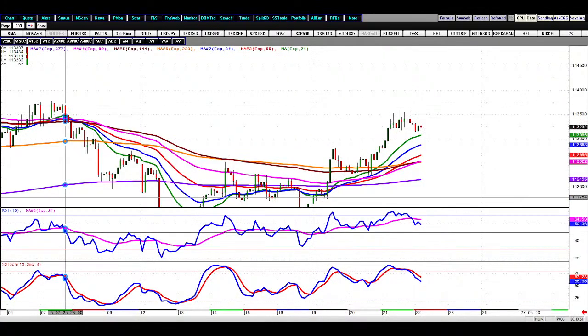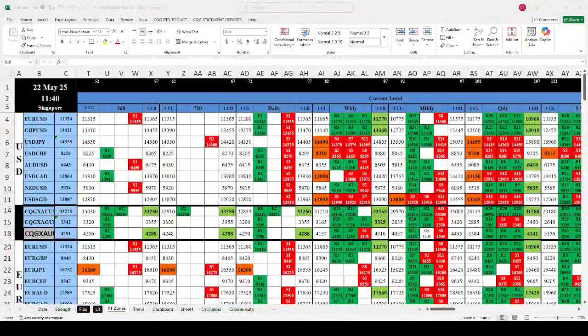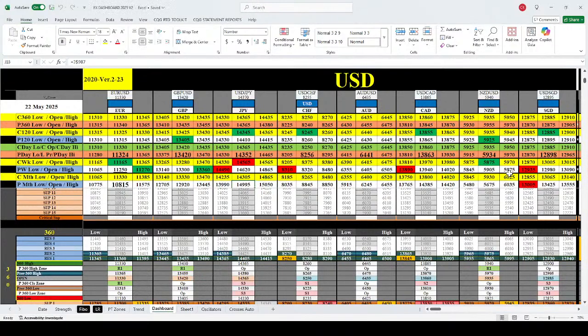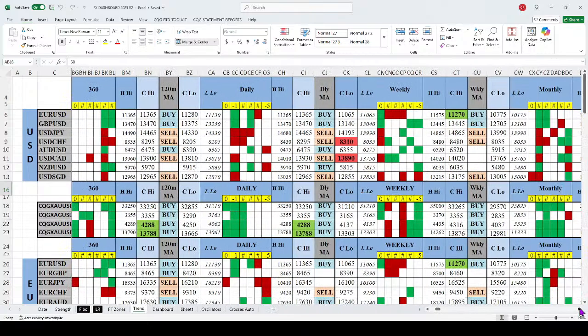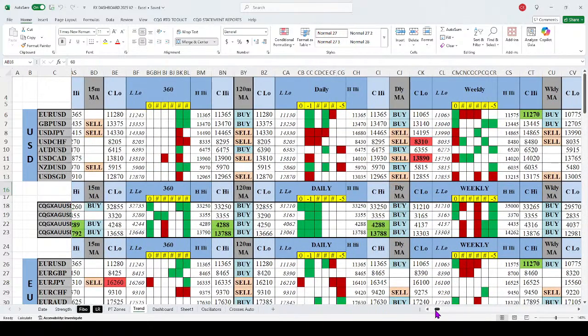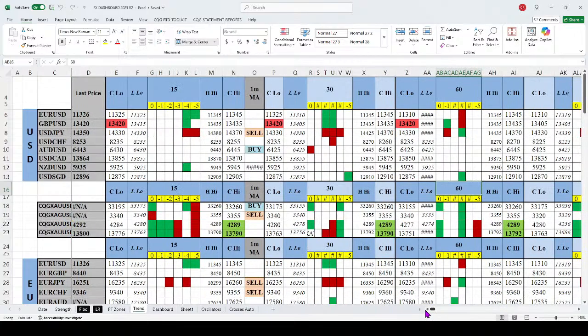The next cross we are going to see is pound. Pound also, we are seeing the same scenario. Weekly is still up. Monthly is flat, up above 34.45.